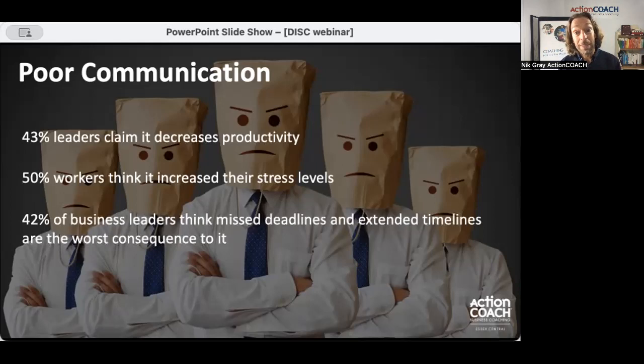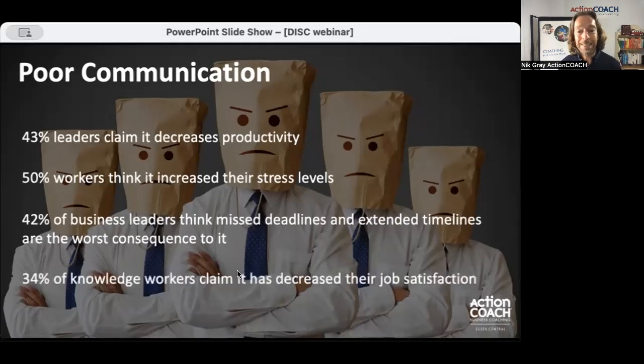impacts the business is decreased productivity, the stress level of the workers, missed deadlines and timelines, and lack of job satisfaction, if you like. How does that impact your business? Just stop, pause, and think for a moment. And just think, well, how does that impact the business? Does it impact sales? Does it impact productivity? Does it impact the bottom line? I think when we dwell on it, we can say, yes, all four of those and more are impacting the bottom line.